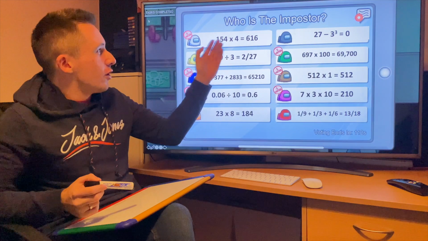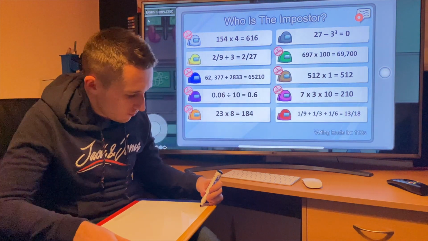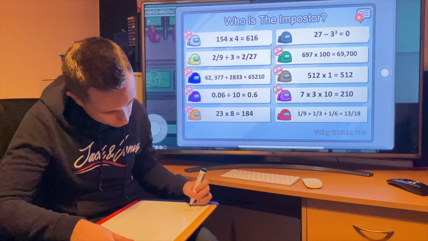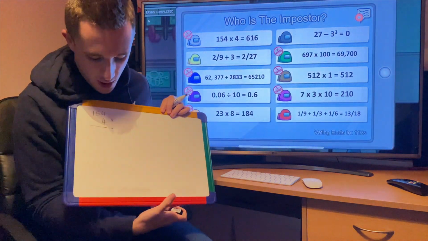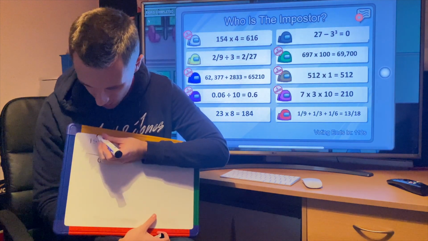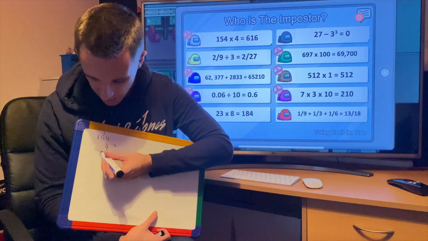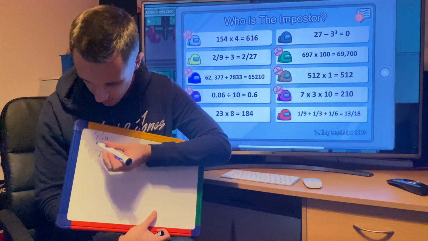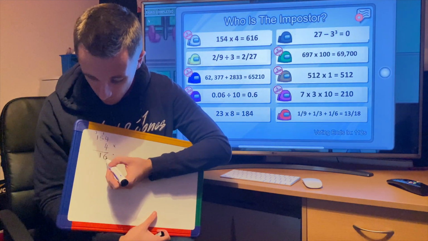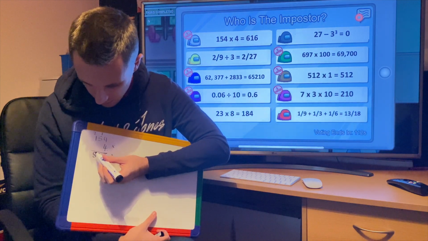Because I have a whiteboard now, I can actually show you. I'm going to start at the top left and work my way down. So I'm going to start with grey. So 154 times 4. I'm going to lay that out like so on my whiteboard. I'm going to start with 4 times 4, which is 16. So I put the 6 and I carry the 1. Then I do 4 times 5, which is 20, but I add the 1 on, so that's 21, and I carry the 2. And now I do 6 times 1, add the 2 is, well, 6 times 1 is 6, add the 2 is 8. So 816.